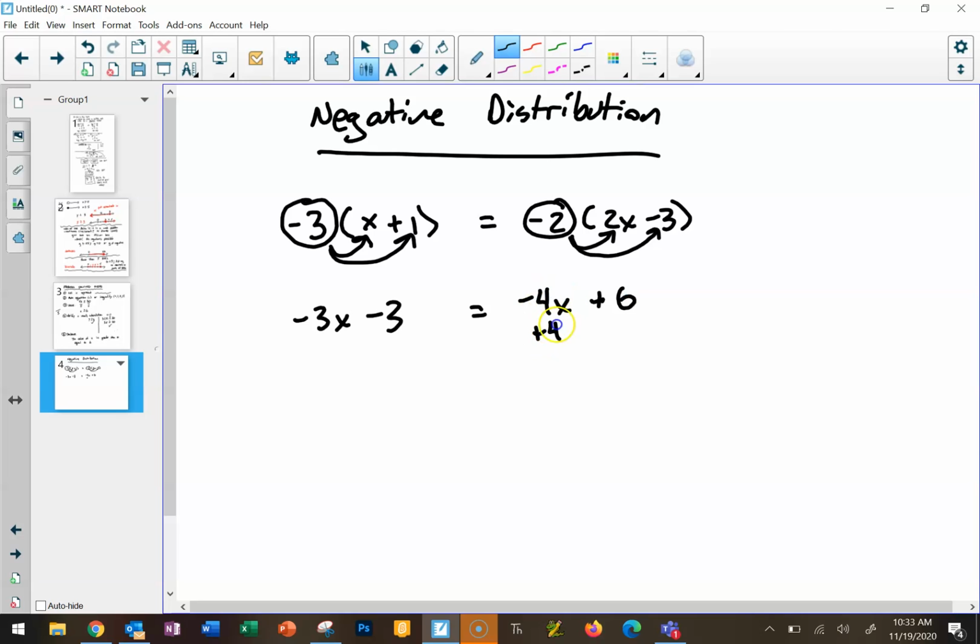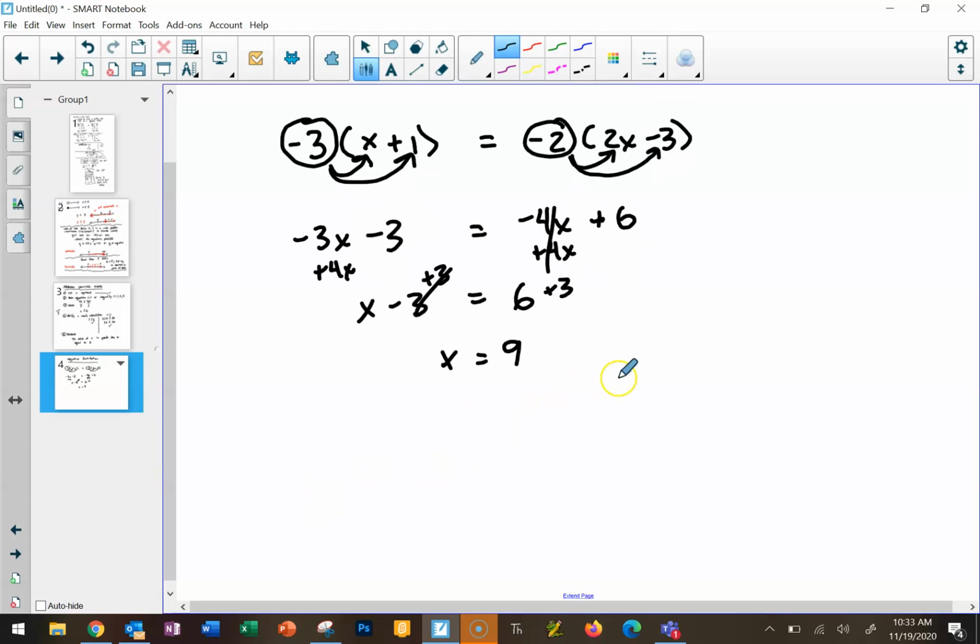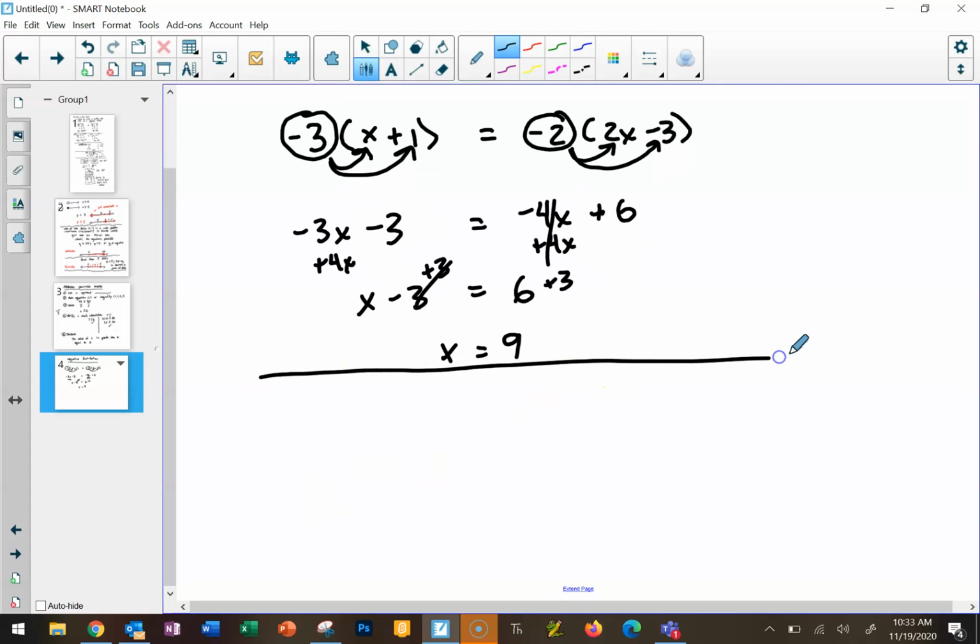So in this case, I'd have to add 4x to both sides. That cancels. That leaves me with positive x. And then, I've still got the minus 3, and I've still got the plus 6 over here. And then I'd add 3 to get the 3 to the other side. That cancels, and I'm left with x equals 9. So negative distribution is extremely important. You need to understand that concept, and you need to recognize when you need to use it.